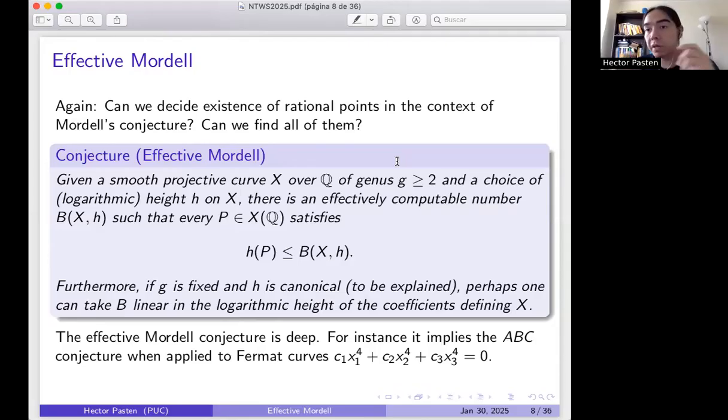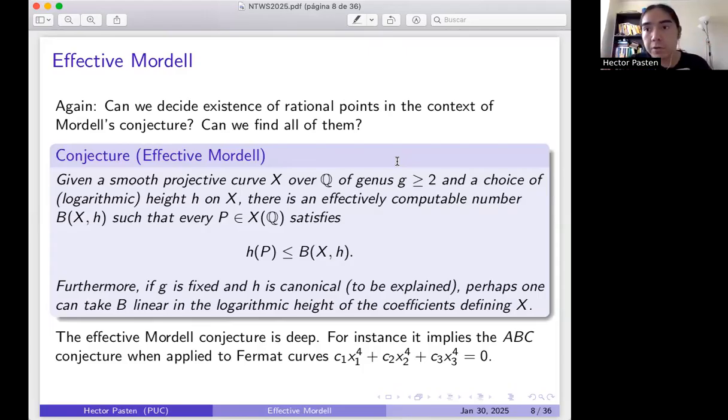You just take the tuples and plug them into the equation of the curve and go checking. I'm not saying this is efficient. I'm just saying this is effective in principle. Now, if you can give me such an algorithm that's moreover efficient, much better. But the conjecture is about effectivity only.